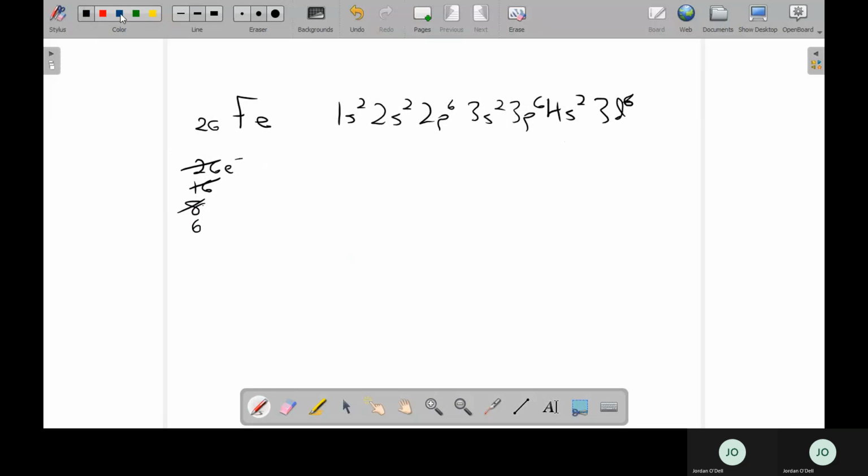Now, you might be saying, why are we not taking into account this 3d? It's just how we look at the octet rule from an electron configuration, because our 3d is so close to our next energy level that we're not concerned with those electrons whenever we're talking about our octet rule or noble gas configuration.